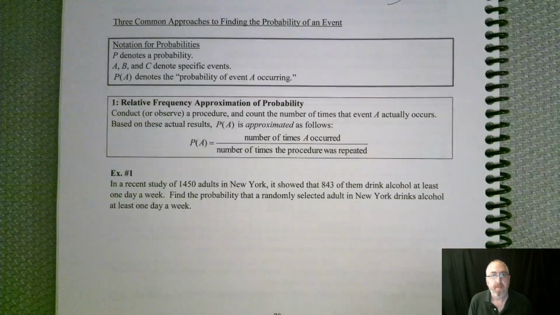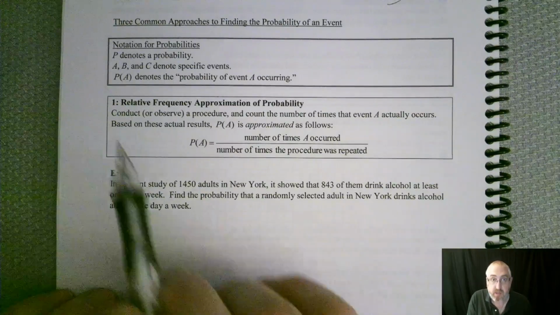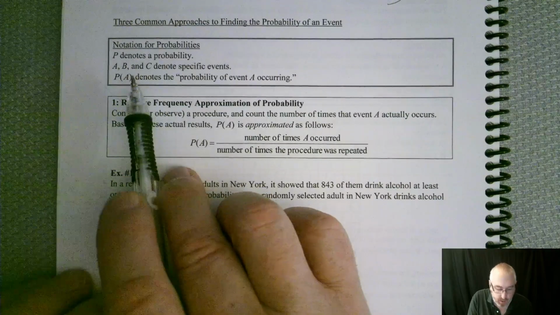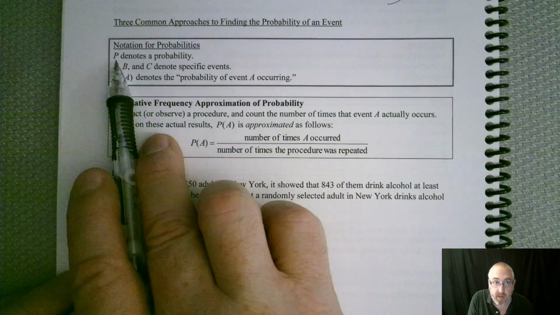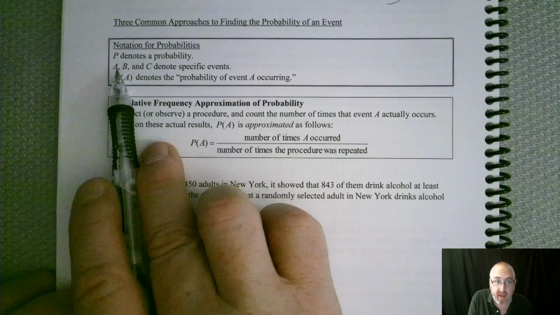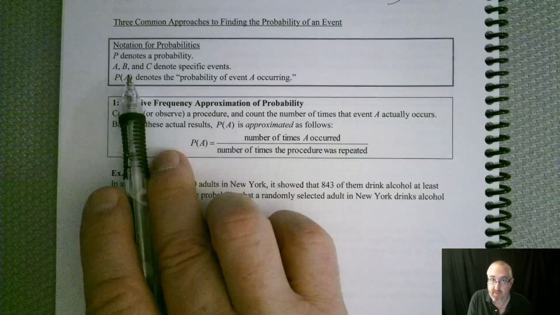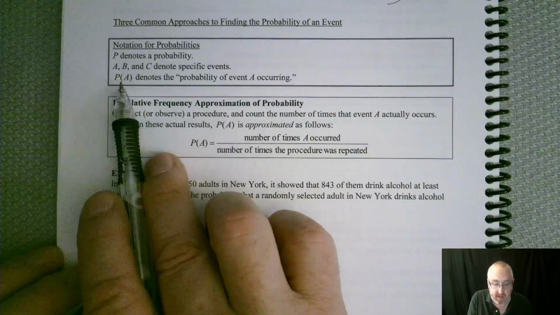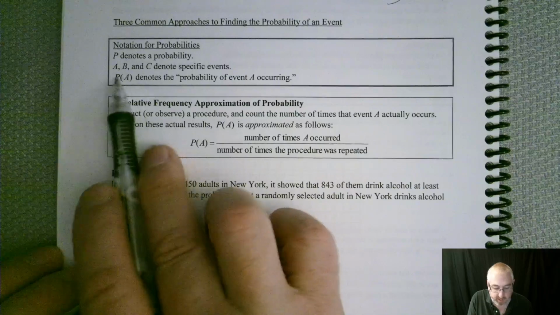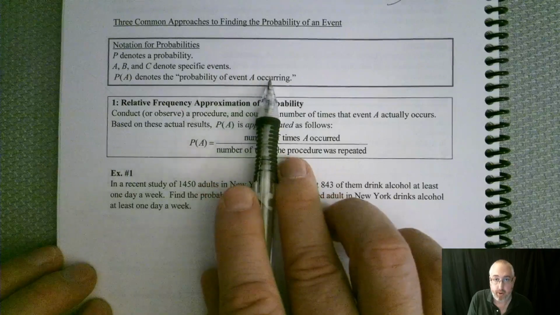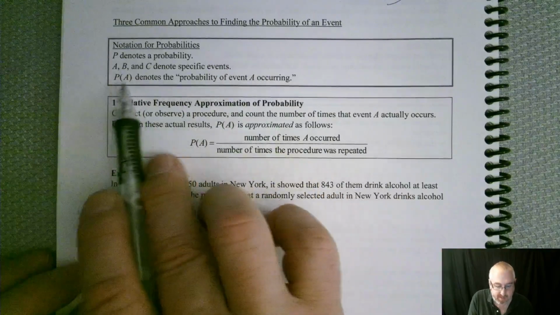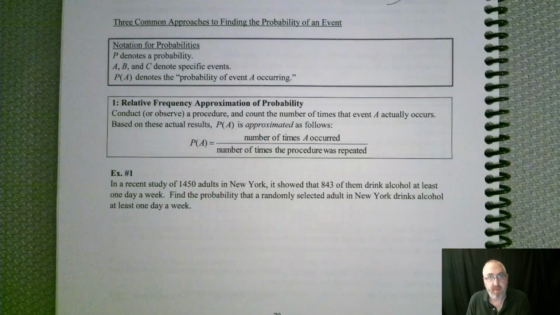Okay, so welcome back. Now that we have an understanding of sample space, we can look at how we can find probabilities using those sample spaces. The first thing we should do though is look at some of the notation. We're going to be using a capital P for probability, so anytime you see that, think probability. And then A, B, and C will be denoting specific events that we're looking at. Putting it all together, the probability of A denotes the probability of event A occurring. So anytime you have that type of symbolism, it's the probability of that event.